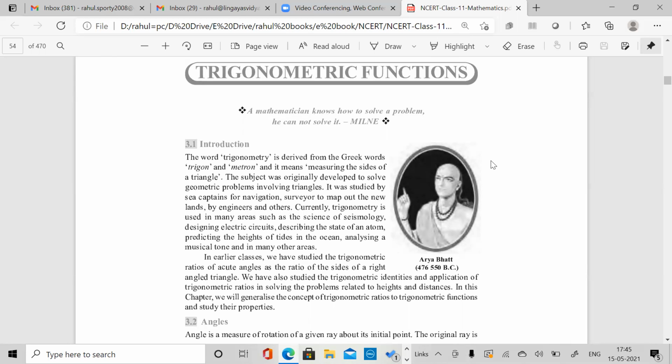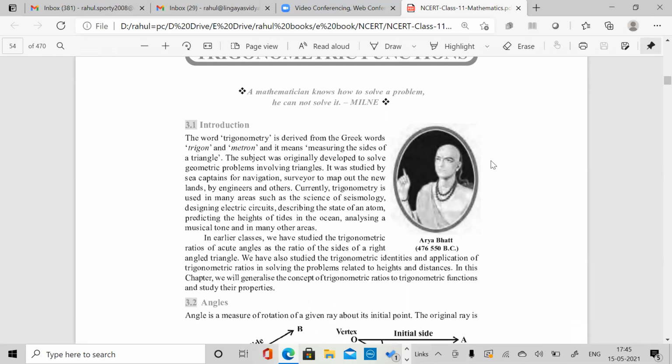So if I talk about trigonometric functions, the first question is, what is trigonometry? Okay, so you can see here that trigonometry is derived from the Greek words trigon and metron. It means measuring the sides of a triangle. Triangle means you have three sides. This is your triangle, which has three angles and three sides.